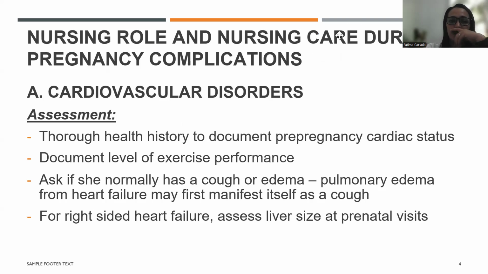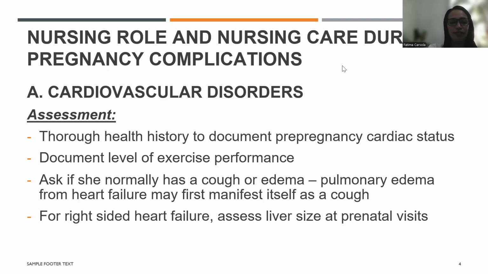Nursing role and nursing care during pregnancy complications. Number one, if the mother is having a cardiovascular disorder, you should know the status of the woman before pregnancy, meaning how the cardiovascular disorder affected the woman before pregnancy and might affect her during pregnancy. And then exercise: why do we have to document the exercise? We want to know if the mother could tolerate exercises or she may be wanting to rest.